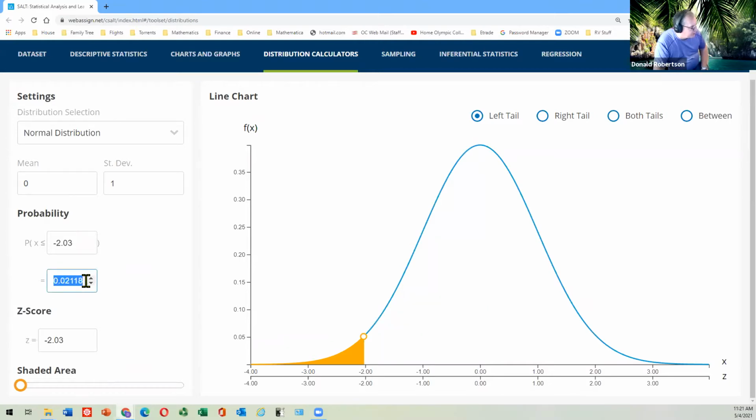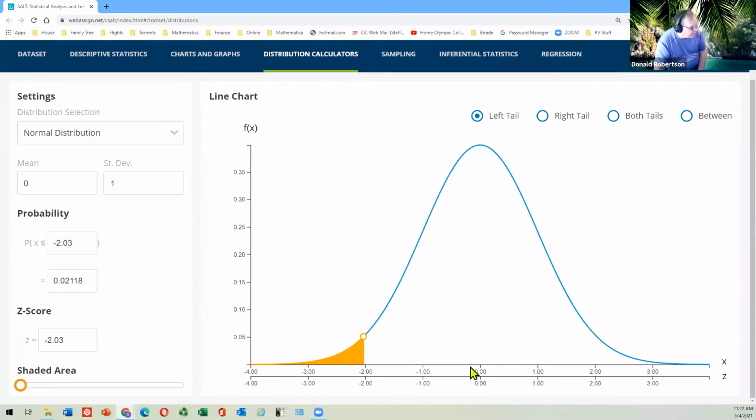Can you see the answer is here? Right now, it's a decimal, but I'll convert that to percentages in a few moments. So there's a little picture. Can you see it here? I bet you that's where negative 2.03 is, to the left. And the answer is 0.02118. So I'm going to write that down over here because I don't have room. I'm going to just call that 2.1% to a whole number.